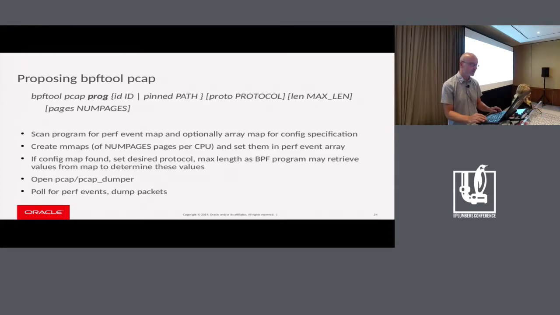There are two modes that I'm suggesting this pcap subcommand could work in. One would be to actually give it a program to capture from, and then protocol specified in length. It would scan that program for the perf event map, create all our mmaps, and populate that perf event map. If there's a map containing configuration, so remember I said that we have an array map with one of those pcap headers in where we can tell it which protocols we care about, we can populate that too. And then it opens the pcap dump and then polls for perf events and dumps packets.